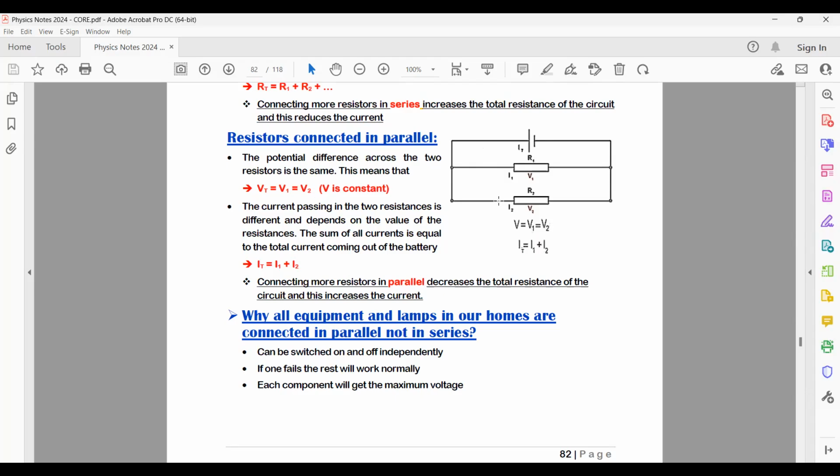In our homes and everywhere in life, we use parallel circuits rather than series circuits for 3 reasons. First of all, each component or equipment can be switched on and off independently or separately.